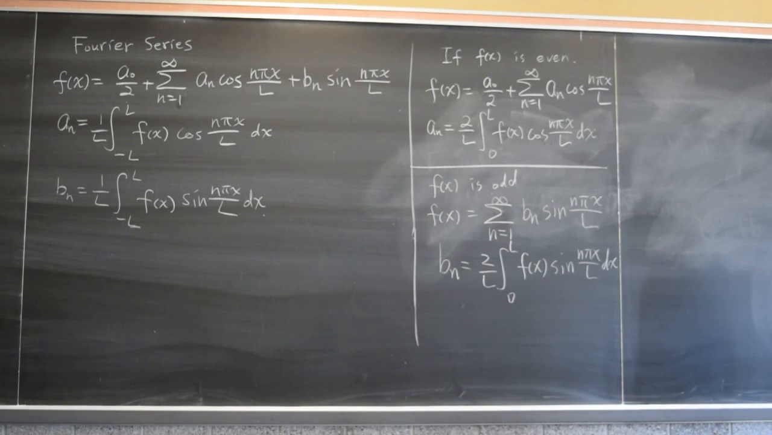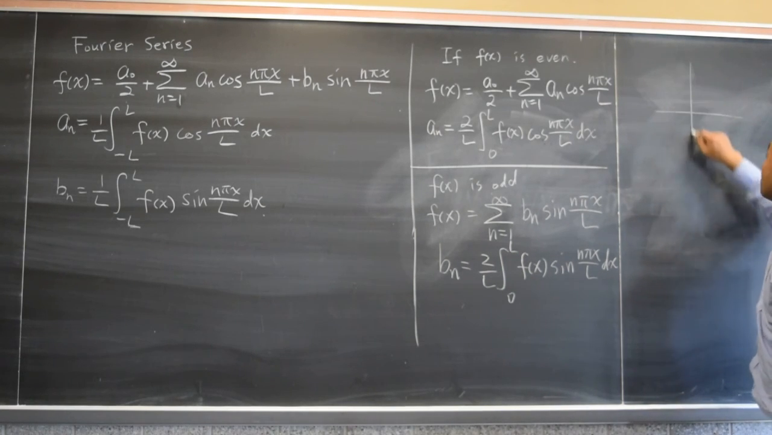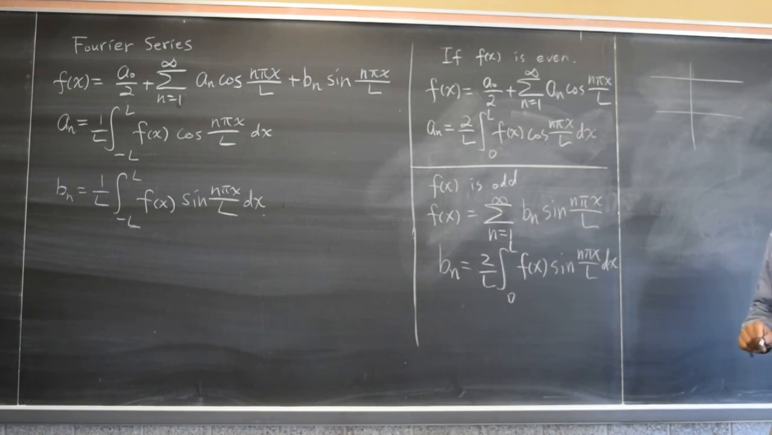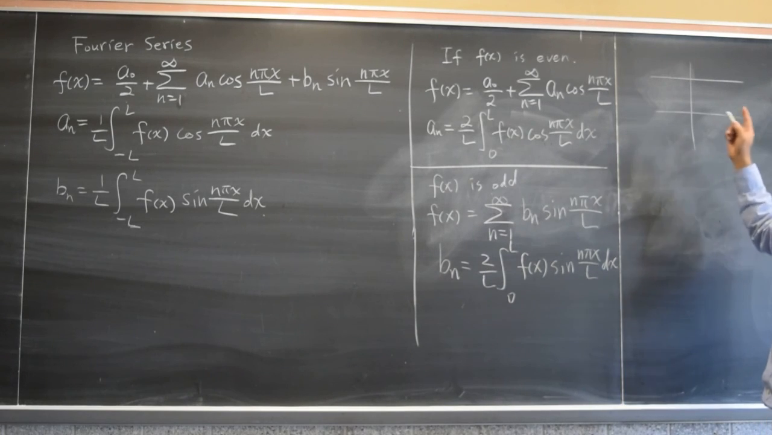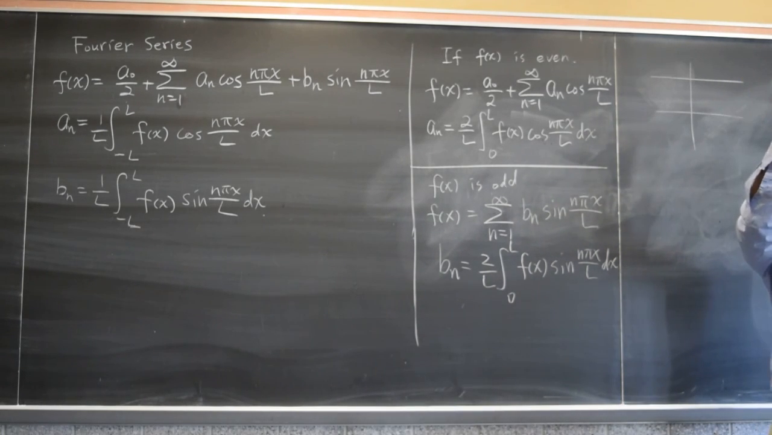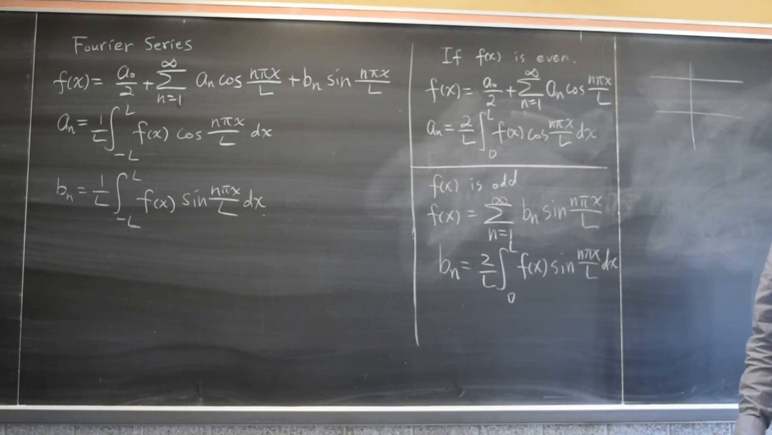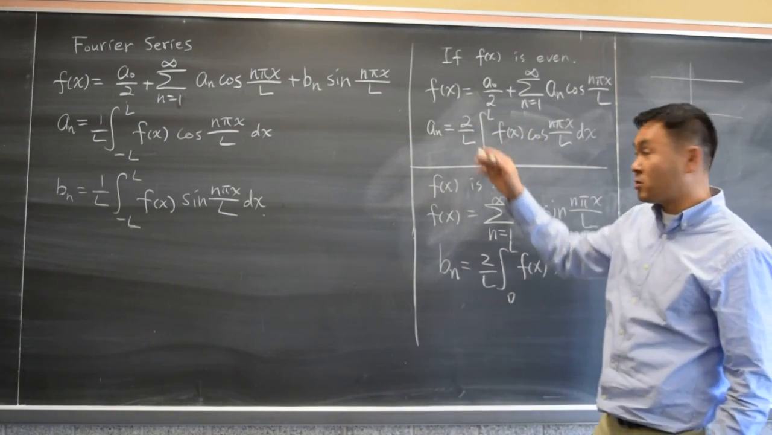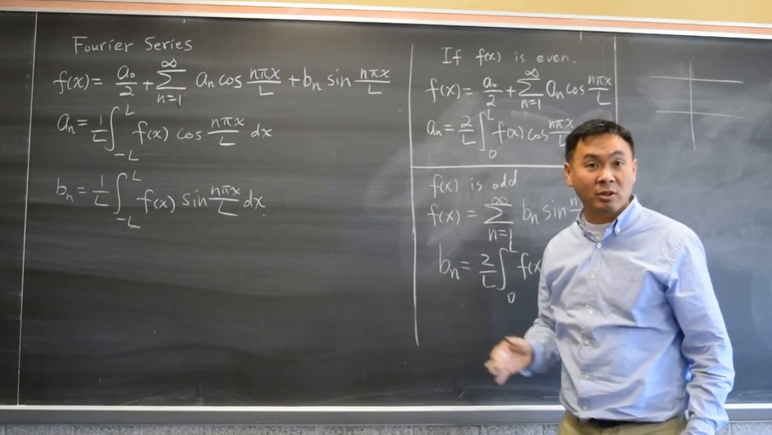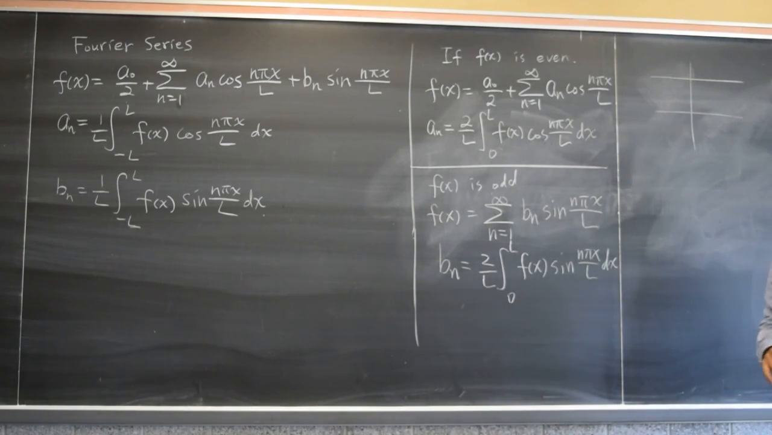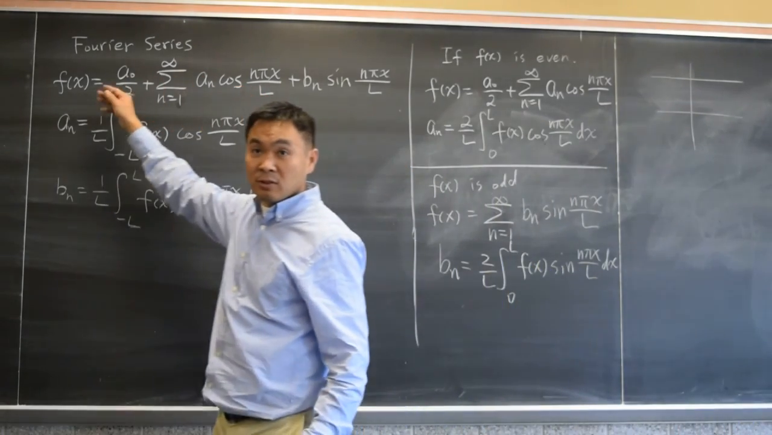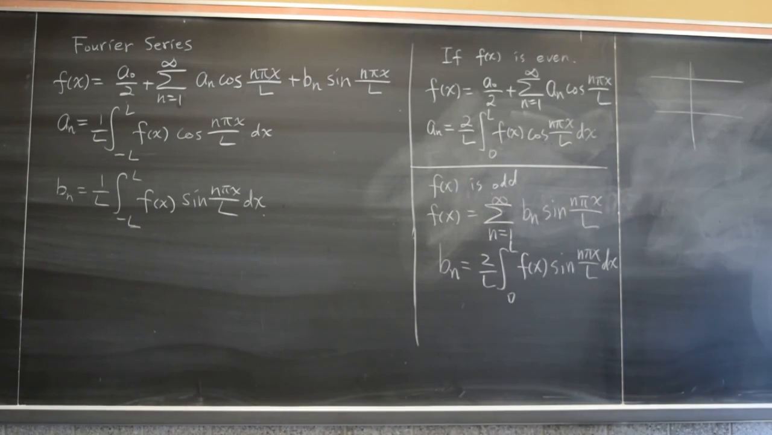For when f of x is odd, does it need the a naught over 2? No, a naught over 2 is an even function. What's the graph of a constant function? It's like this, right? And that's an even function because it folds evenly. So because it's an even function, if f is odd, the cosines shouldn't be there. So they're both considered as even.